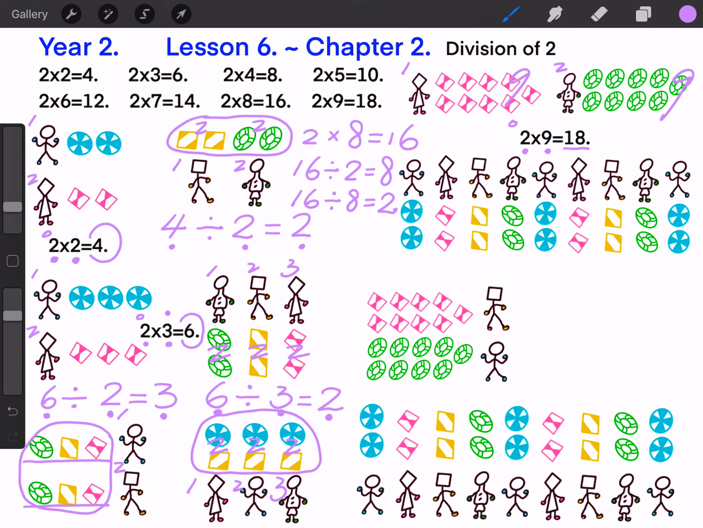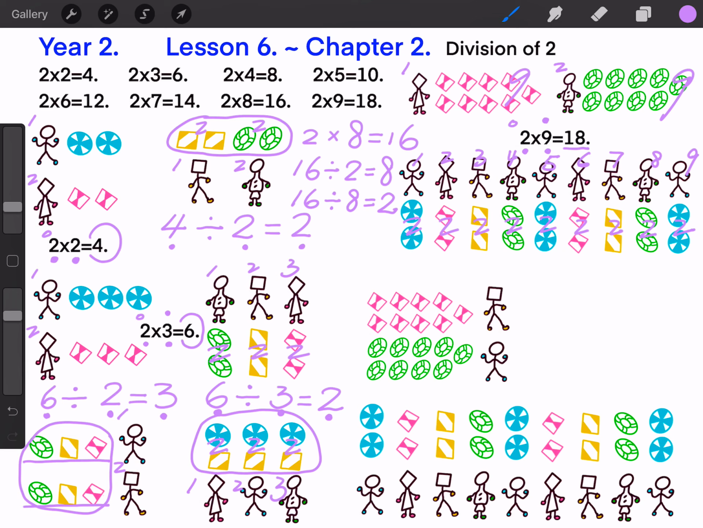Another possibility is there are 9 kids. 1, 2, 3, 4, 5, 6, 7, 8, 9. There are 9 kids. Each kid has 2 candies. So totally, there are still 2 times 9 equals 18 candies.